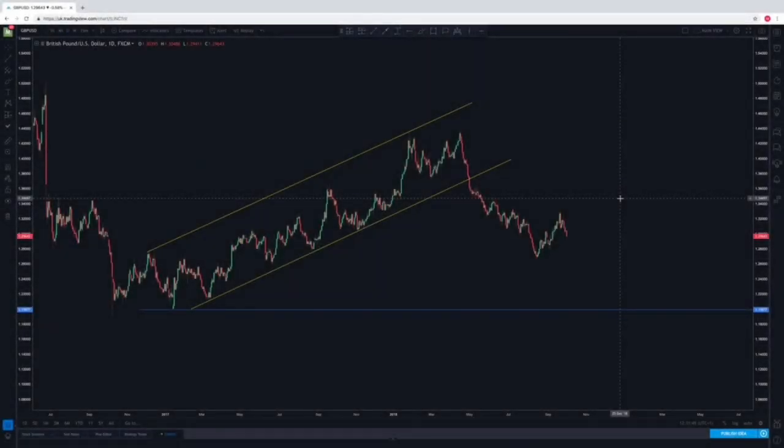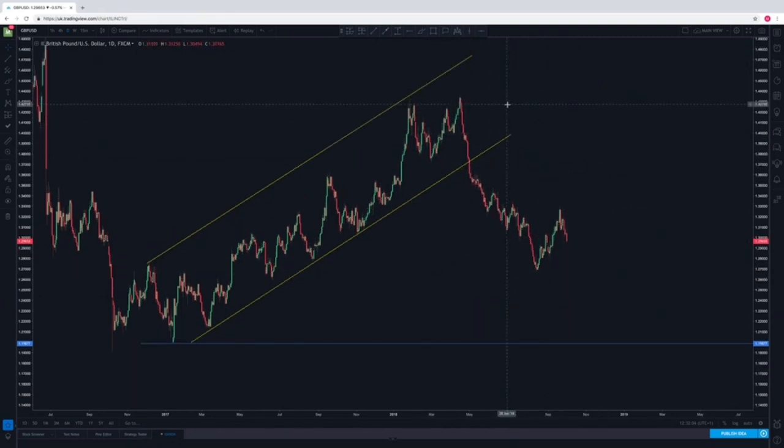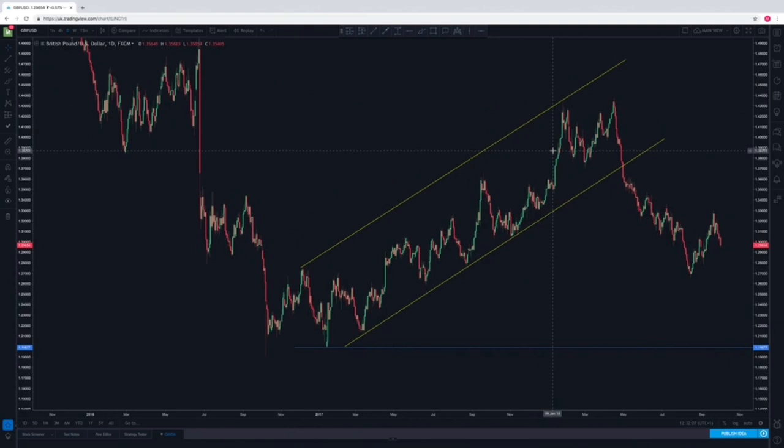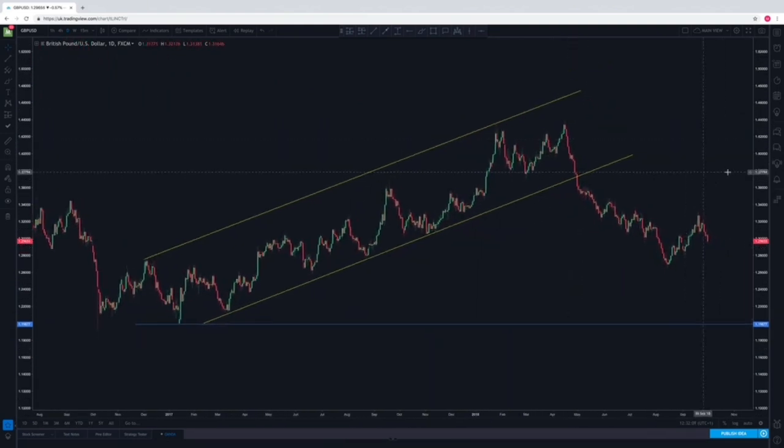So here we have pound dollar, guys and girls, and I want to dig into this example. If you remember this particular structure, we've been looking at this big ascending channel for a sell setup for a very, very long period of time as it corrected up to the downside, as we can see this playing out now. More importantly, it's the pattern separation that really helped in this situation. So let's take a look.